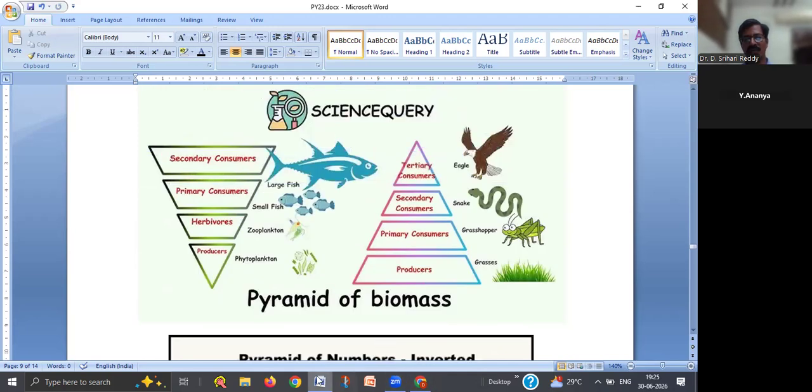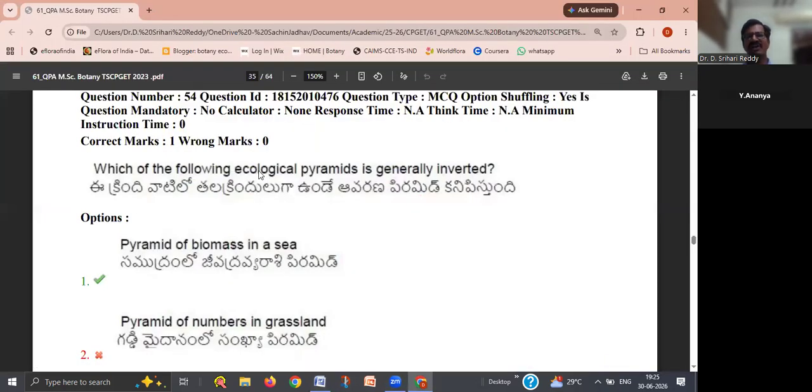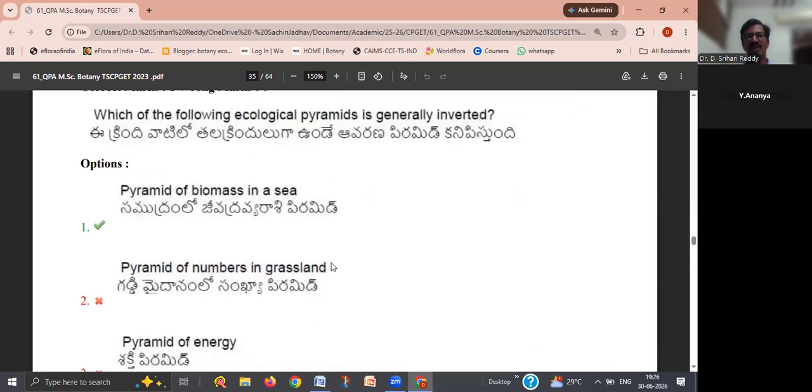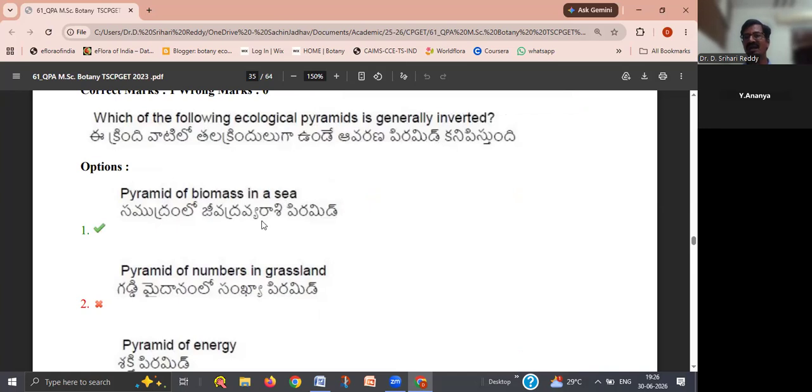Now the question is which of the following ecological pyramids is generally inverted. That is the pyramid of biomass in a sea or marine ecosystem. They may ask sometimes marine ecosystem or sea. In the sea, the pyramid of biomass is inverted. That is the right answer. The pyramid of energy is always upright. There are no examples of an inverted pyramid in the case of the pyramid of energy. The pyramid of numbers in grassland is also upright. The pyramid of biomass in a forest is also upright. So the only inverted one is the pyramid of biomass in a sea or marine ecosystem.